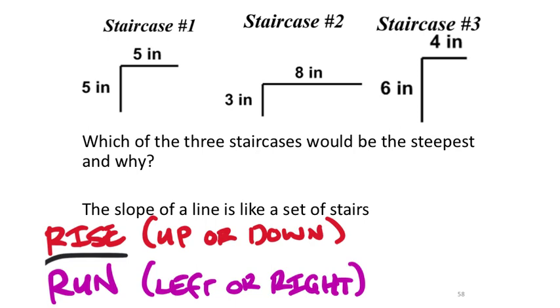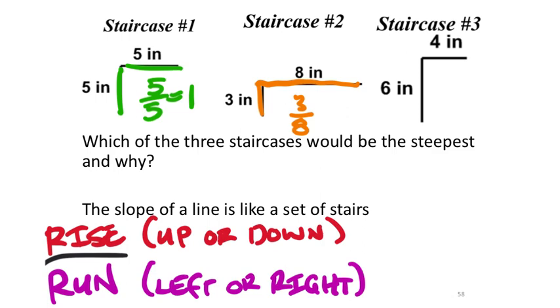So this first staircase, I can see it's up 5 to the right 5. That's a 5 to 5 ratio. So its mathematical slope or steepness would be 1. This next one, I can see it's up 3, so the run is 8. It's a 3 to 8 ratio, 3/8, which has a decimal, 0.375, if you care. But I can see clearly that this ratio is smaller than this one, and so I know that this one is steeper, at least between these two.